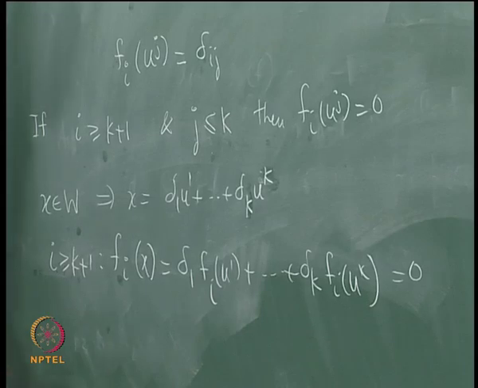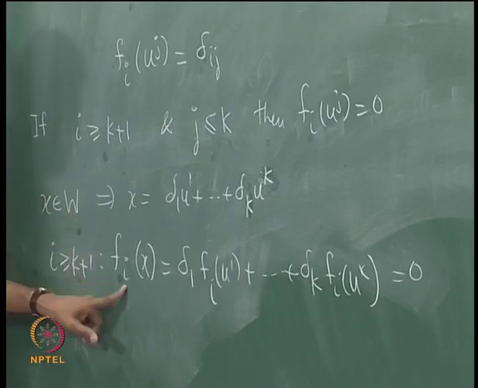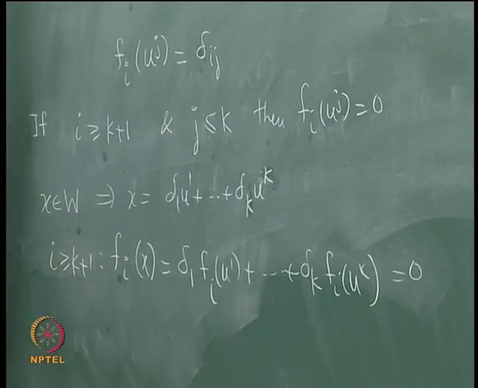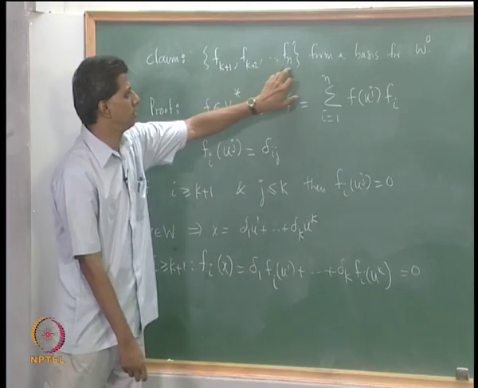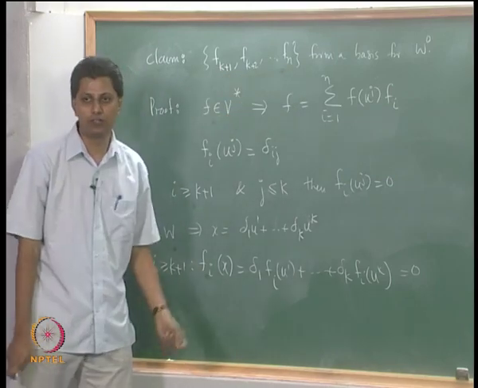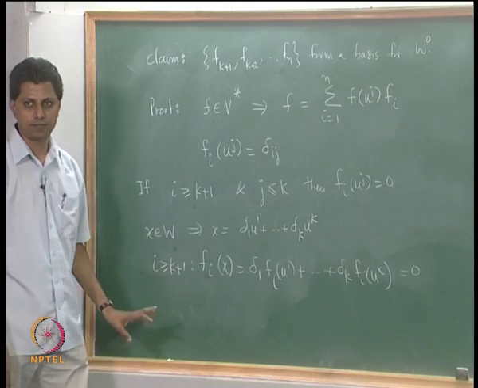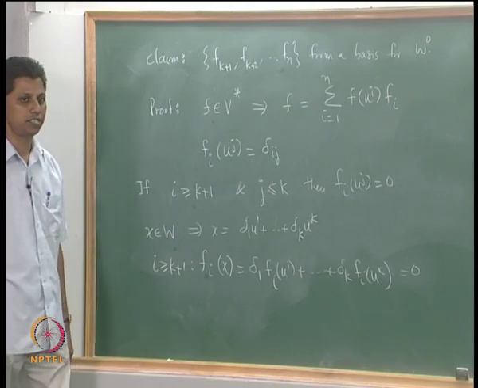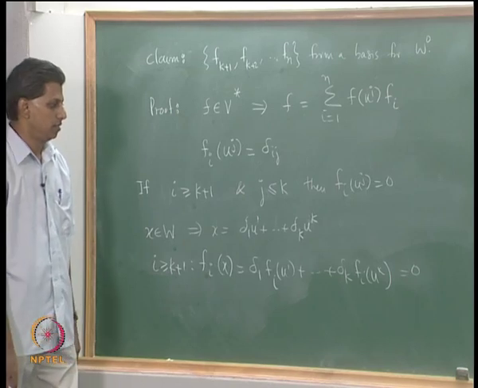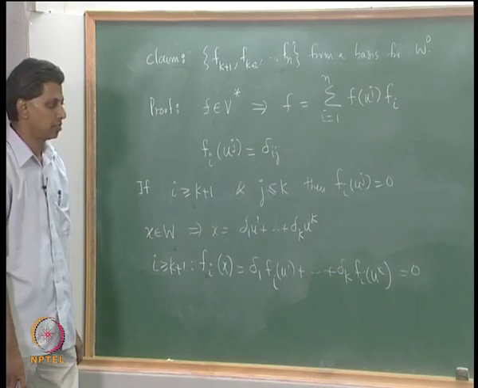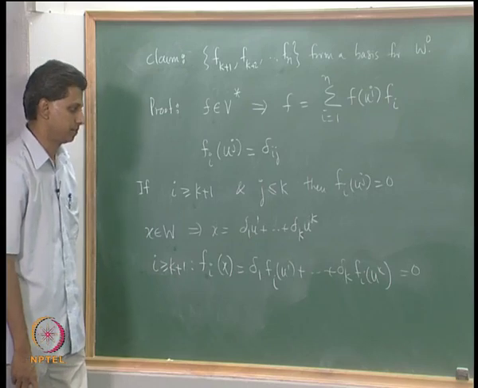And so what is it that I have shown? Whenever i is greater than or equal to k plus 1 and x belongs to W, fi of x is 0. So in the first place, these are functionals that belong to W naught. These are functionals that take the value 0 for any vector in W.